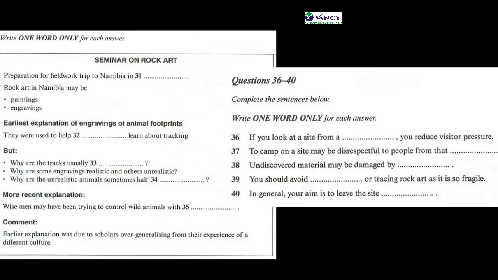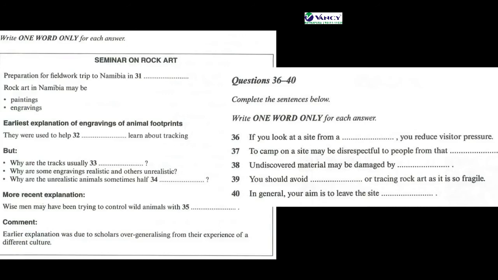We'll have our own camp near a village, but remember never to camp on a site if you go on your own. It may be disrespectful to the people of that culture. And certainly don't make fires, however romantic it may seem. It's really dangerous in dry areas, and you can easily burn priceless undiscovered material by doing so.